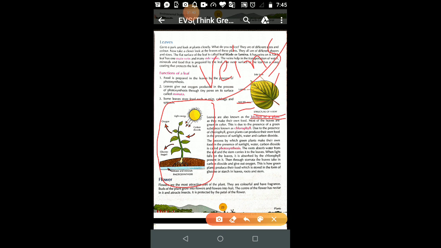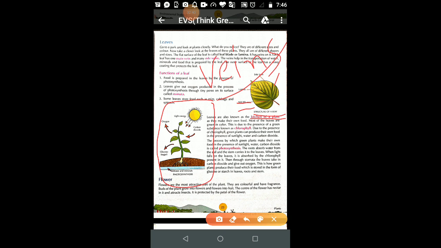Now student, what is the function of chlorophyll? Chlorophyll absorbs the sunlight. Is it clear? And carbon dioxide we are getting from human beings and animals. And water and minerals are absorbed by which part of the plant? The root. And from the root it is transported to the stem, and from the stem to other parts of the plant.